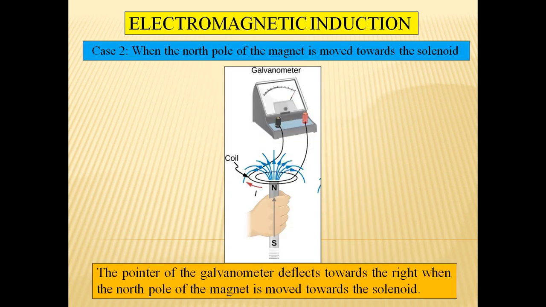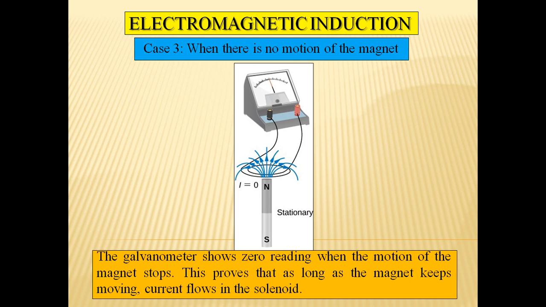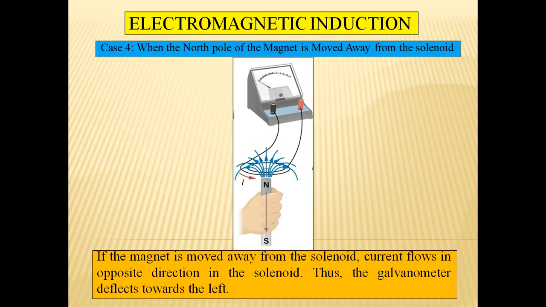The pointer of the galvanometer deflects towards the right when the north pole of the magnet is moved towards the solenoid. The galvanometer shows 0 reading when the motion of the magnet stops. This proves that as long as the magnet keeps moving, current flows in the solenoid. If the magnet is moved away from the solenoid, the current flows in the opposite direction in the solenoid. Thus, the galvanometer deflects towards the left.